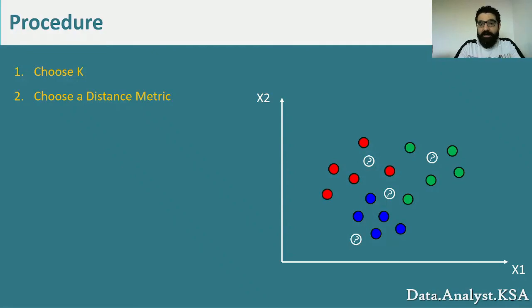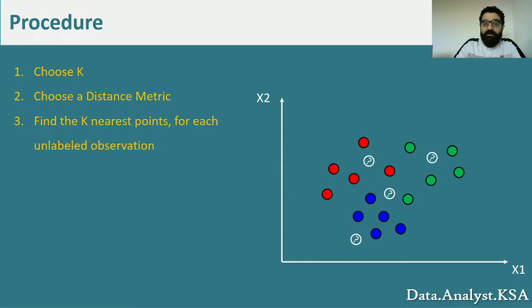So anyhow, we need to agree on a distance metric to use. Then we will find the K nearest points for each unlabeled observation. For example, here we have 4 unlabeled observations. We will start by trying to find what are the k nearest points.